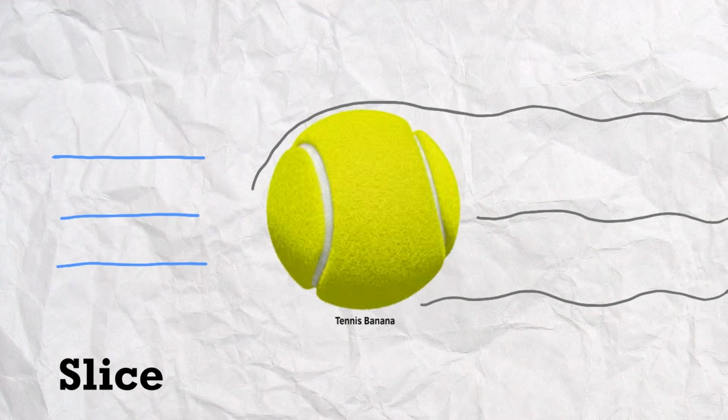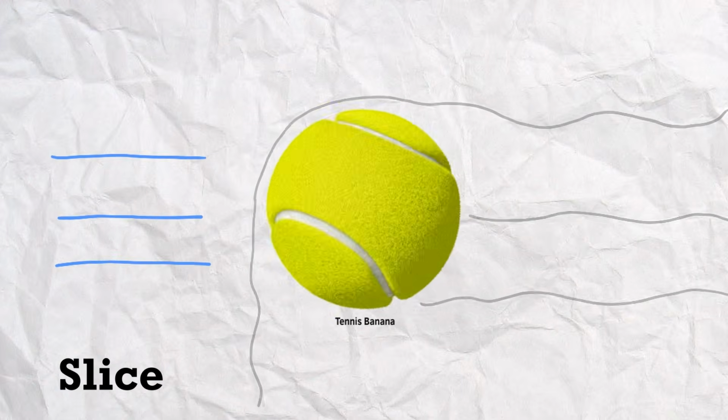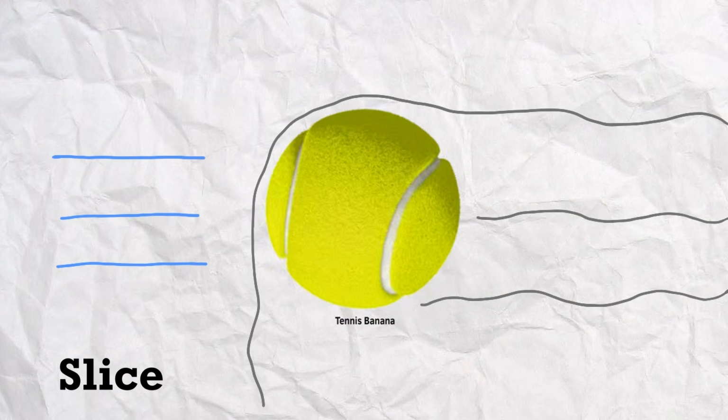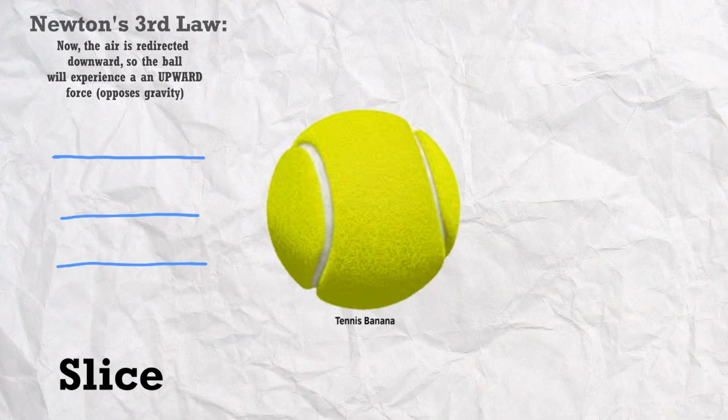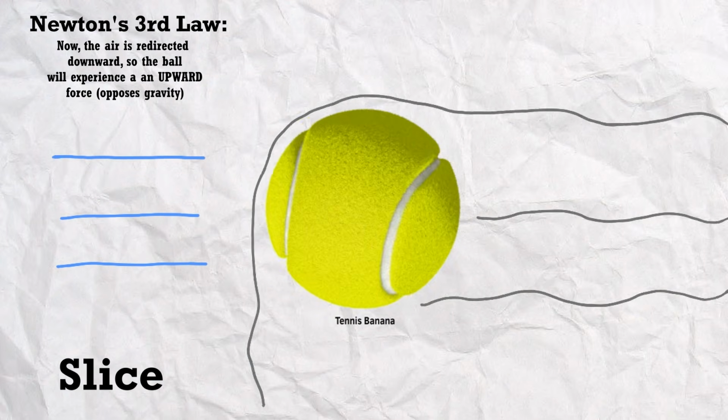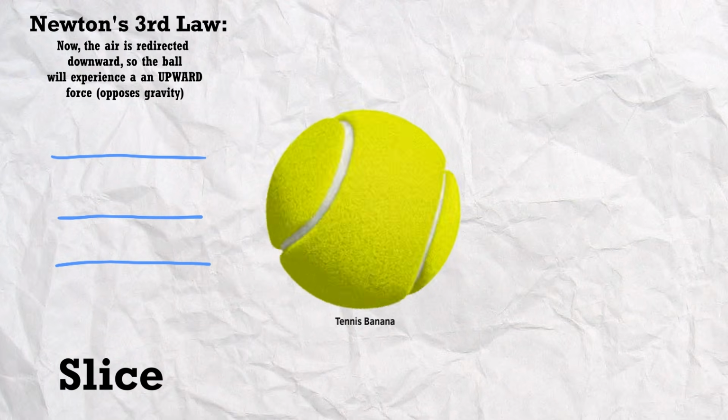Of course, slices work the same way, except this time the air travels in the same direction as the top of the ball. Again, air will be dragged around the ball, but this time it's redirected downwards, so the ball will experience an upward force. This upward force will oppose gravity, meaning the ball will fall at a slower rate.